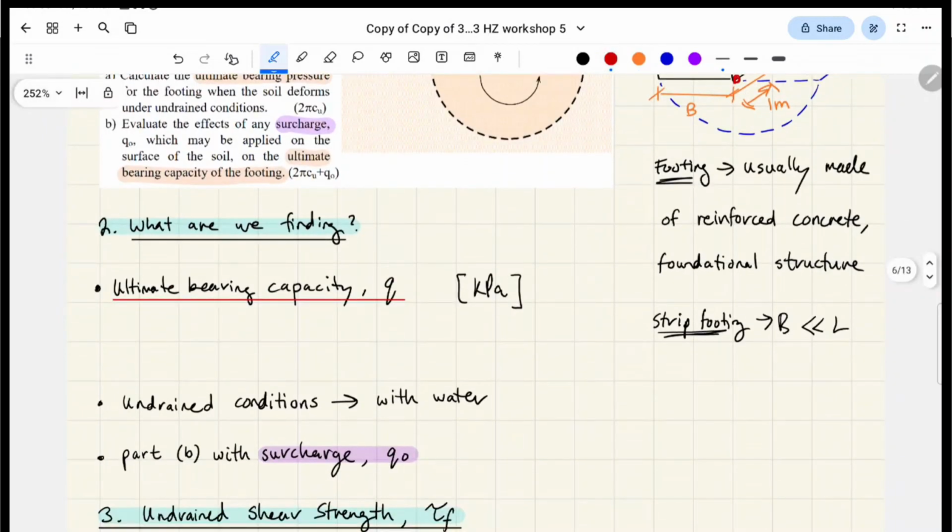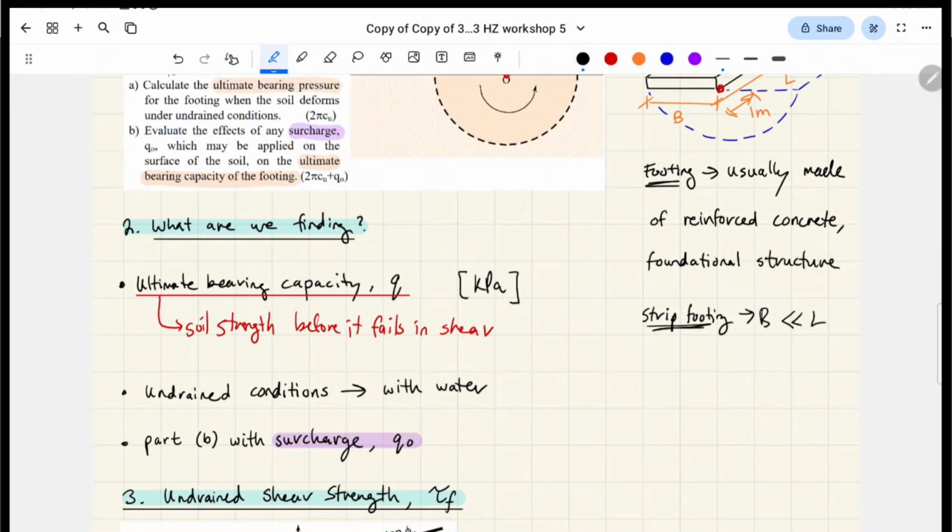So as I was saying, ultimate bearing capacity is going to be denoted by Q. So this is essentially our soil strength just before it fails in shear. Okay? So again, Q, nothing to do with the concrete breaking. It's to do with the soil underneath slipping. Okay?